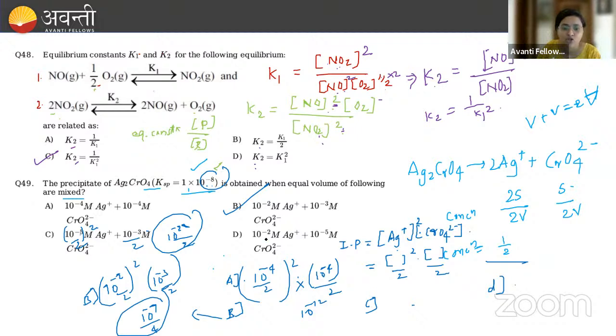Here when you solve 10 raised to minus 2 into 2, that is 10 raised to minus 4, and minus 5. So you know that 10 raised to minus 4 multiply by 10 raised to minus 5. When bases are same, what will happen? इनका क्या होगा? They will undergo addition. So 4 plus 5, it will be 9. So यहाँ पे 10 raised to minus 9 आ रहा है. And that is not bigger than 10 raised to minus 8. It is actually lesser. So that's why our answer will be B. Any doubt?